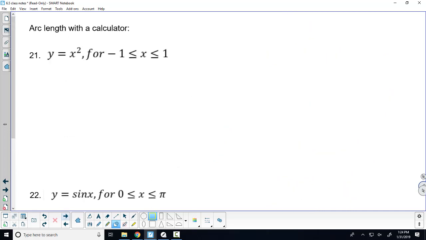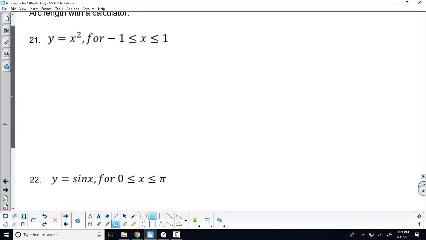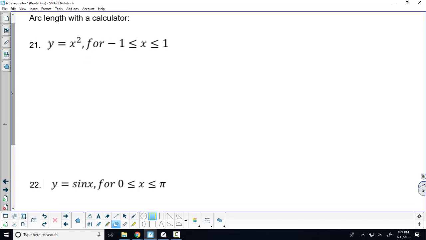I'll let you set these two up. So these are arc length with technology, with a calculator or some sort of graphing utility, something that can calculate a numeric integral. So you guys set it up, and then we'll talk about why we can't do it by hand and why we have to use technology.